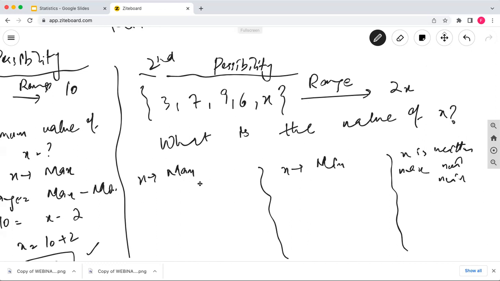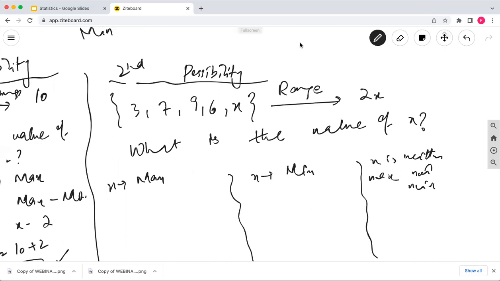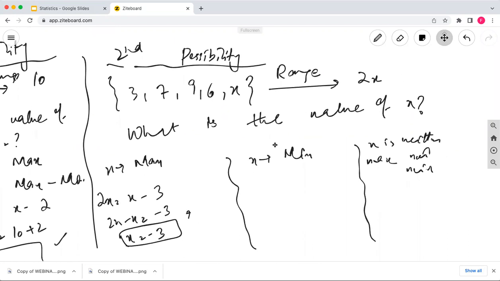Right? So in the first scenario, if we consider x as the maximum value, the range 2x is equal to the maximum value, which is x, minus the minimum, which is 3. That means 2x is equal to x minus 3, so x is equal to minus 3. Wow, x is minus 3. First of all, tell me, can x be negative in this scenario? No, because range is 2x, and if x is negative, that means the range is negative, which is not possible.